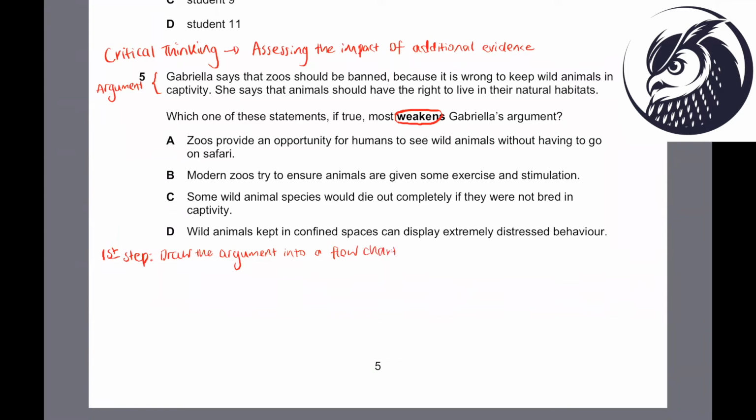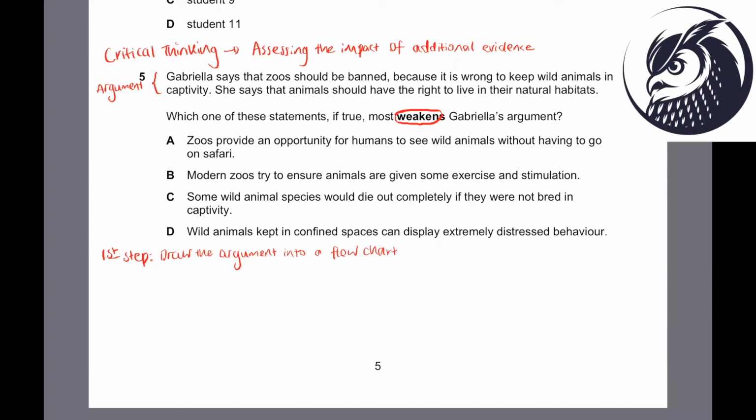All right, so let's have a look. Why does Gabriella say that zoos should be banned? So the first step is to draw the argument into a flowchart. It says that Gabriella says that zoos should be banned, and the reason she gives is because it's wrong to keep wild animals in captivity. They should have the right to live in their natural habitat.